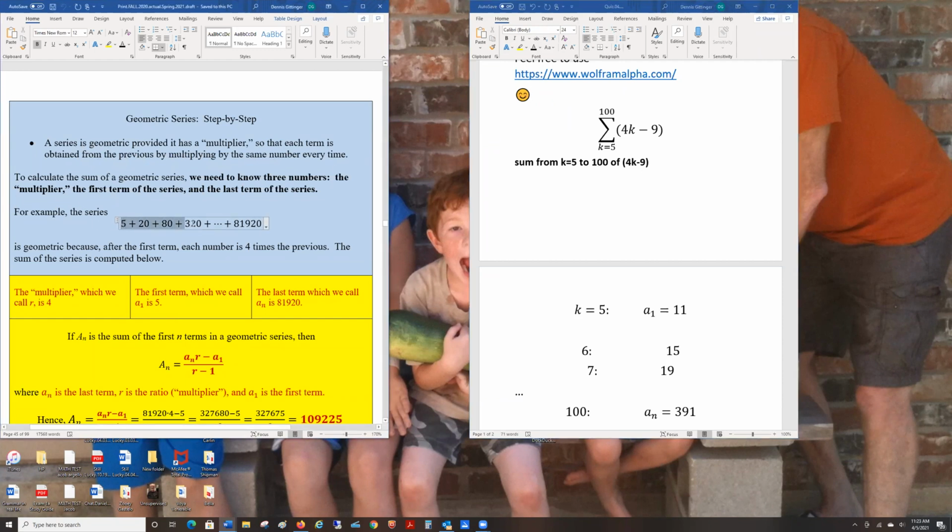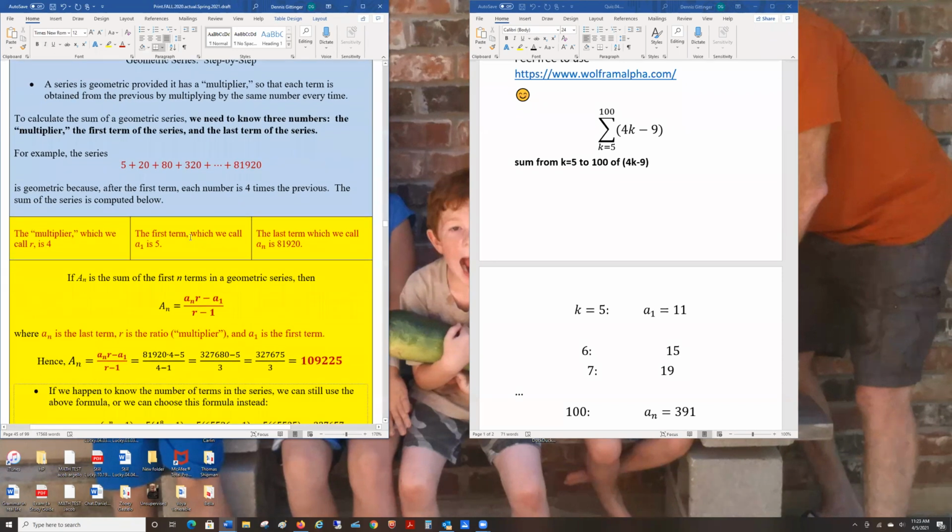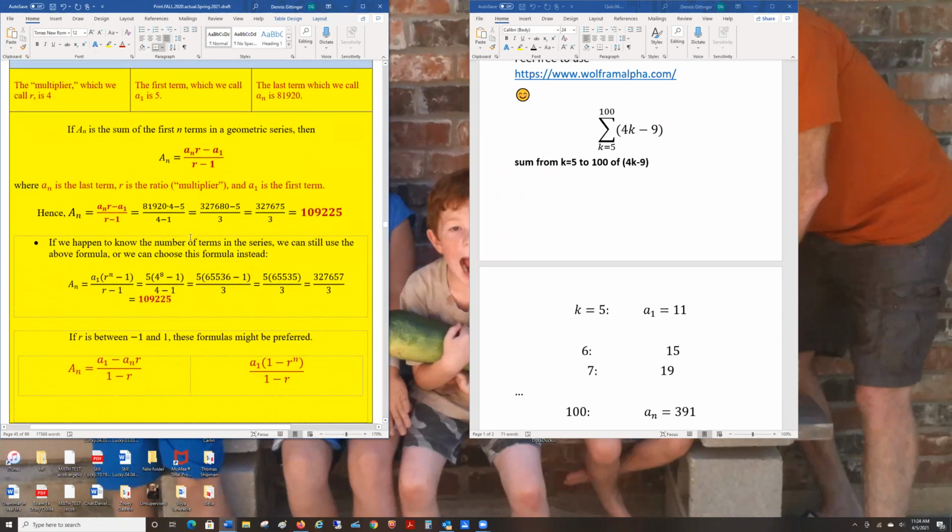5 plus 20 plus 80 plus 320, and so on, all the way up to there. Now you'll notice that this is not arithmetic because why? Well, 20 is 15 more than 5, but the next number is not 15 more than 20. So it's not arithmetic. You have to do it another way. We call that geometric because after the 5, every number is 4 times the previous number. And here is how you do it by hand.